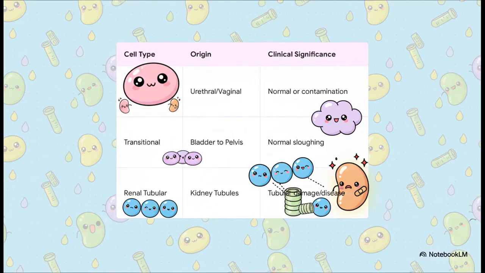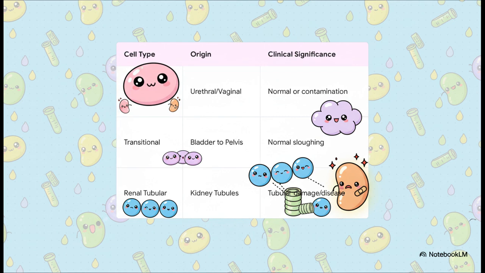All right, our third cell type, epithelial cells, comes in 3 main flavors depending on where they came from. First, you have squamous cells. They're big, flat, look like fried eggs, and are usually just contamination from the skin. No big deal. Then you have transitional cells from the bladder lining. Seeing a few is normal, just the body sloughing off old cells.